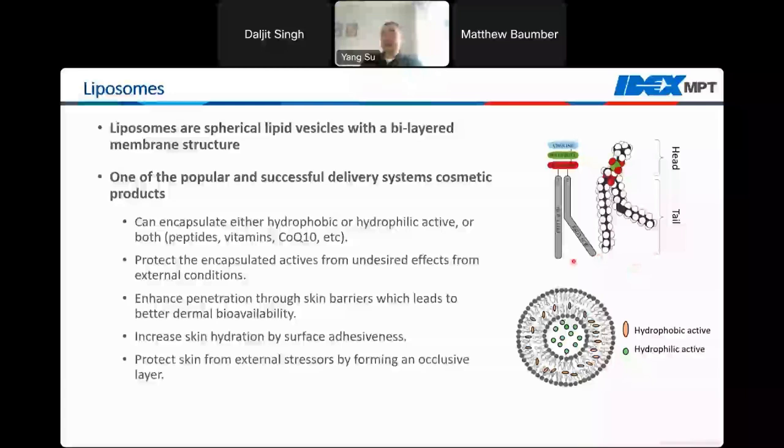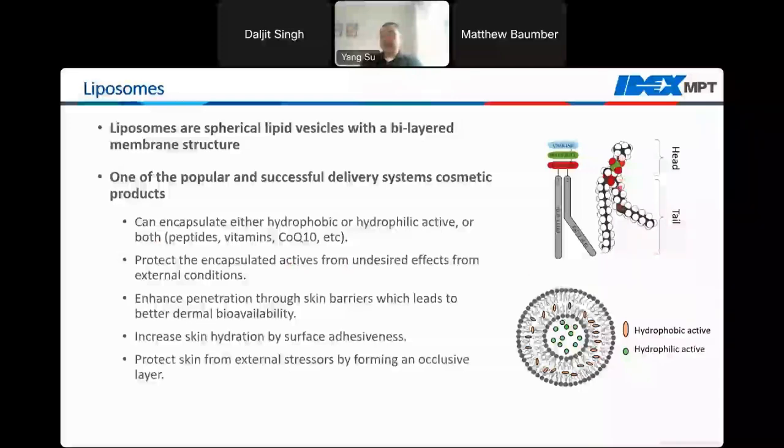That means when you disperse them in water, because of the hydrophobic tail, they will actually self-assemble into bilayered vesicles with the tails facing each other, and the hydrophilic heads facing either outward or inward. So that means there's also an aqueous core being encapsulated inside the capsules. That makes the liposome a very versatile delivery system, and it's a very popular and very successful system that is commonly used for a lot of different cosmetic products.